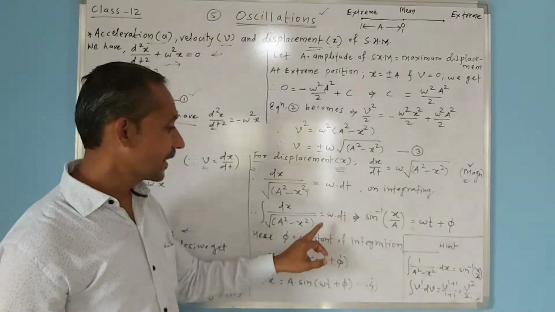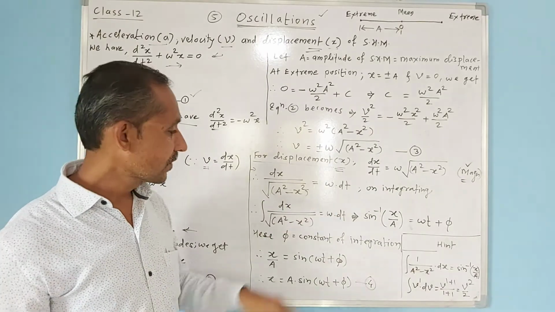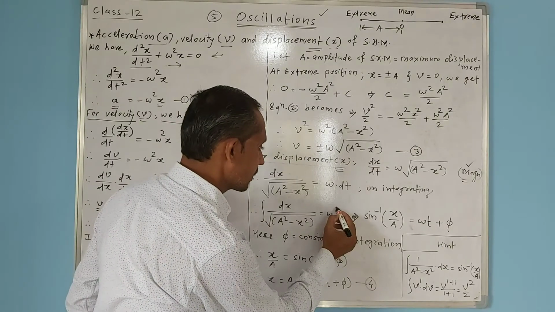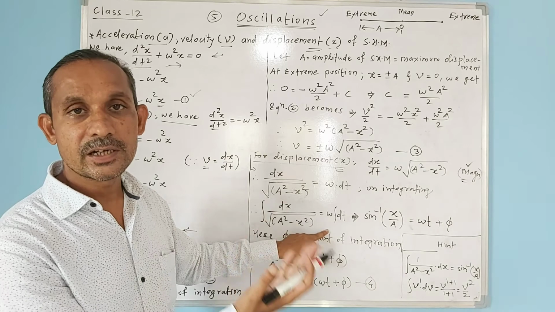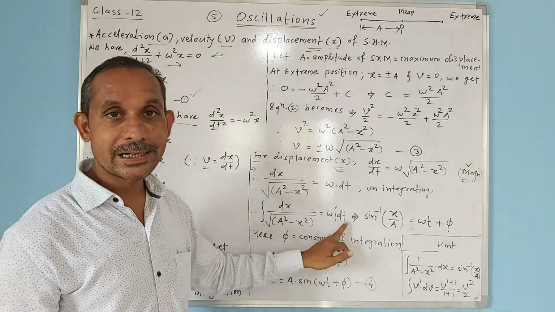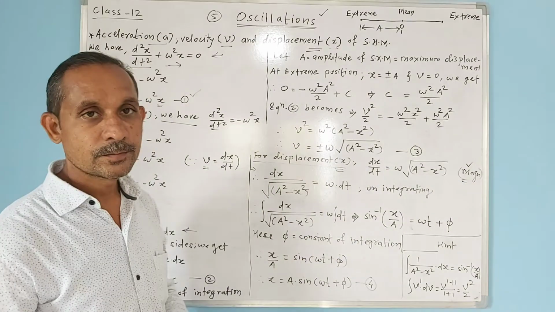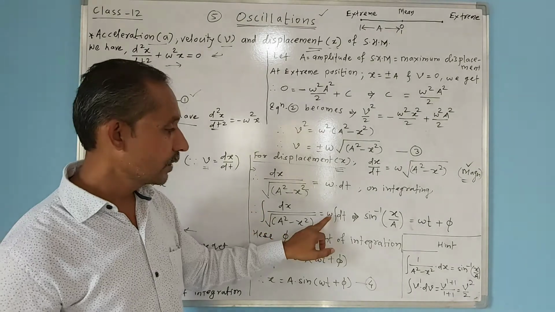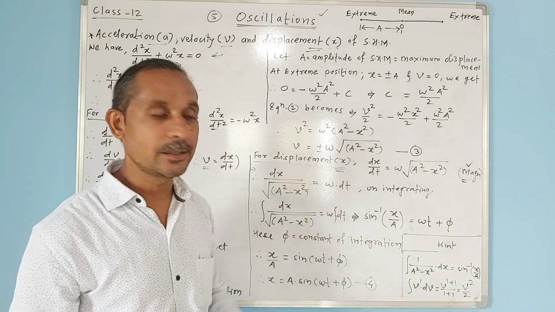Now at the right hand side, as we know, omega is constant. Omega is constant. Take it outside of the integration sign. dt, that means the variable, keep it inside the integration sign. So integration of dt. So integration of left hand side is equal to integration of omega dt at the right hand side.